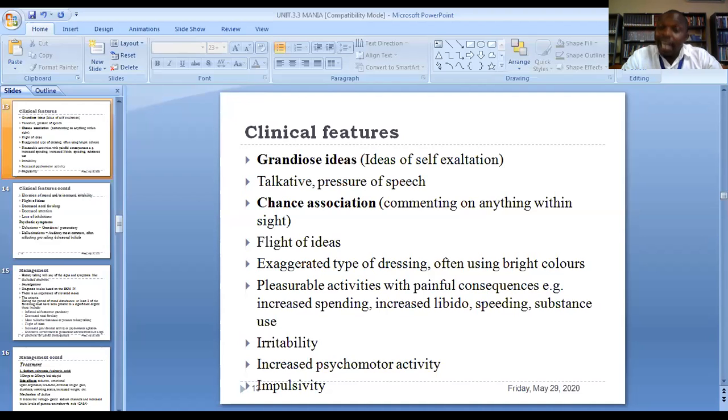They are also highly irritable, meaning they can easily get annoyed. So you've seen that they are difficult people to interact with at some point. You really have to be careful because they are highly irritable.